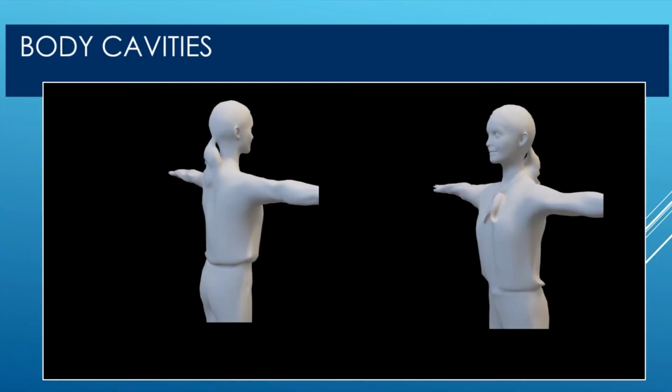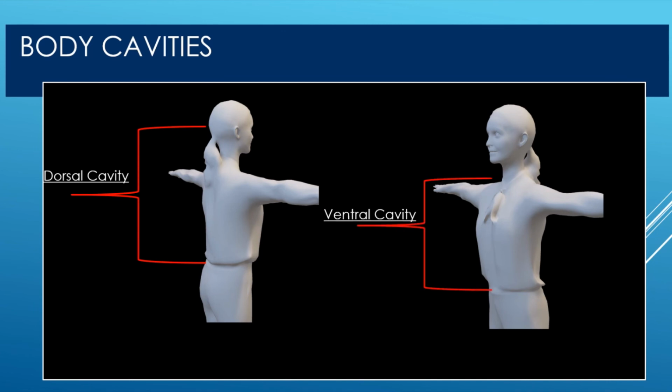We'll start with the body cavities. There are 5 major body cavities. 2 of them are considered dorsal, and remember dorsal means back, and 3 of them are considered ventral, ventral meaning front. The dorsal cavities are in the upper back portion of the body, and they include the cranial and vertebral cavities. The cranial cavity holds the brain, and the vertebral cavity includes the spinal cord, which is surrounded by the backbone, also known as the vertebrae.